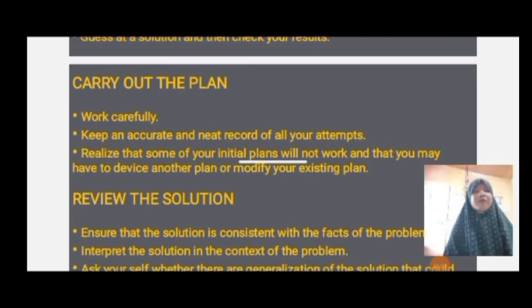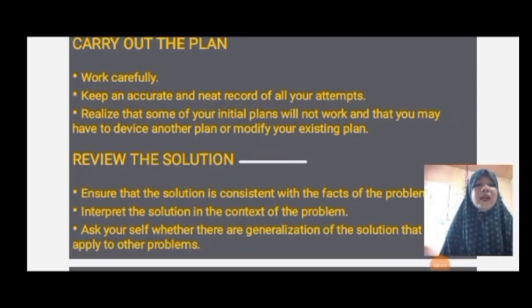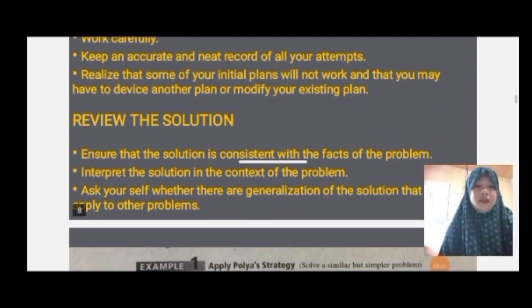For carry out the plan, work carefully. Keep an accurate and neat record of all your attempts. Realize that some of your initial plans will not work and that you may have to devise another plan or modify your existing plan. For review the solution, ensure the solution is consistent with the facts of the problem. Interpret the solution in the context of the problem. Ask yourself whether there are generalizations of the solution that apply to other problems.